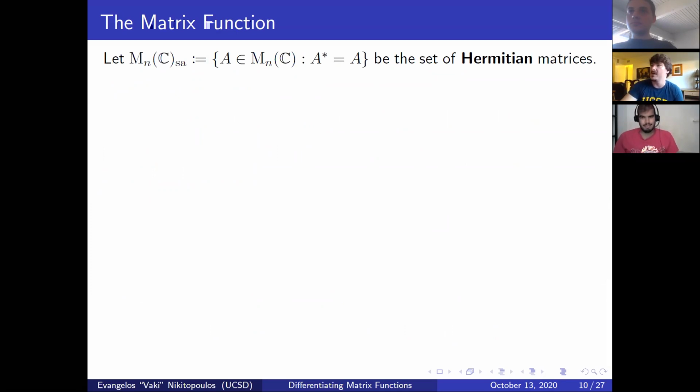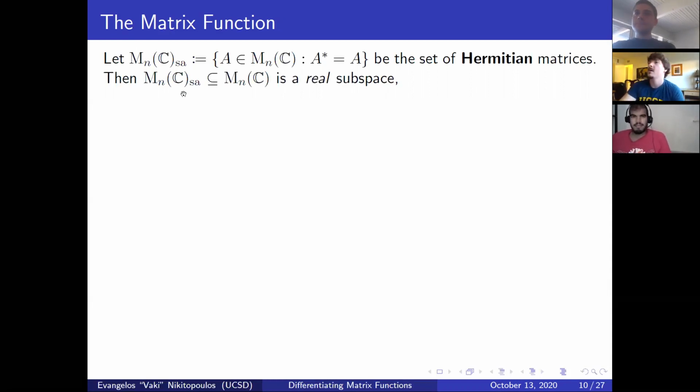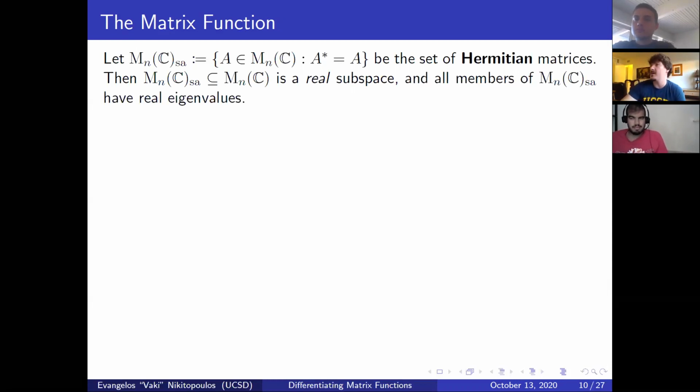Okay, so I'm going to introduce this notation for the set of Hermitian matrices. Those are the ones whose adjoint is still themselves, and this is denoted M_n(C) sub SA. SA is for self-adjoint. First of all, the Hermitian matrices form a real subspace of M_n(C), and all members of the Hermitian matrices have real eigenvalues. So I'm going to consider functions that have domain the real numbers and codomain the complex numbers. That's the reason. It's because we're considering just Hermitian matrices.